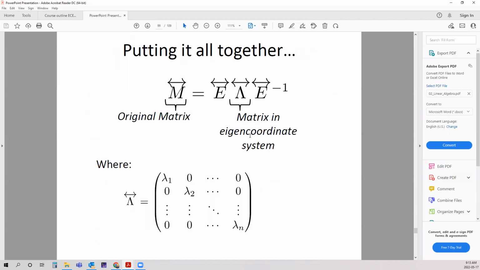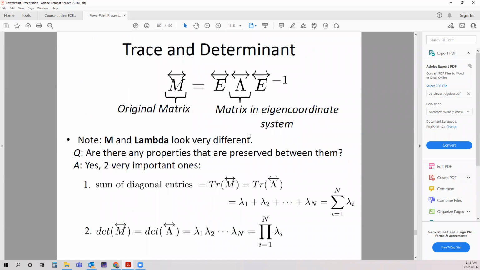Left eigenvector, putting it all together again. Then we have the trace and determinant. This is the equation of the determinant.